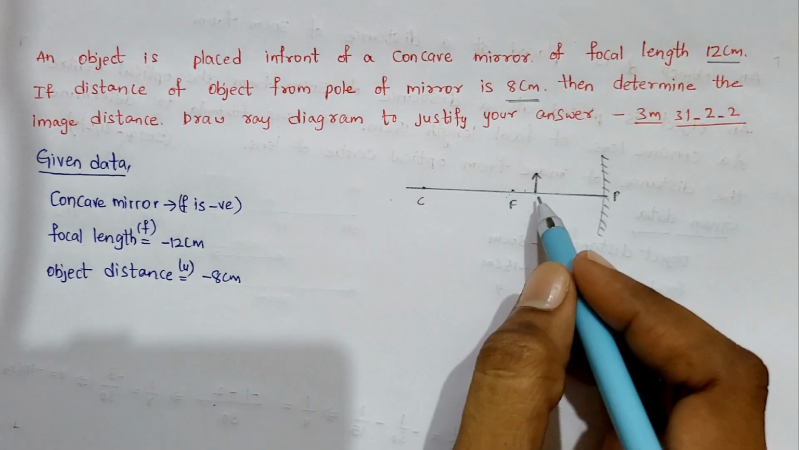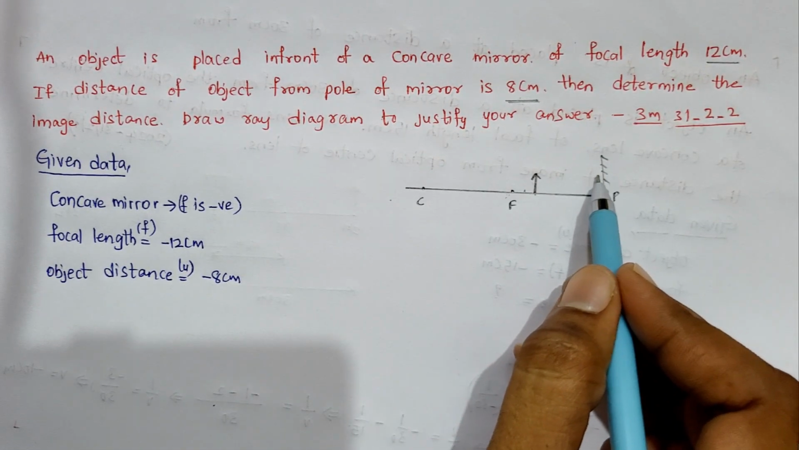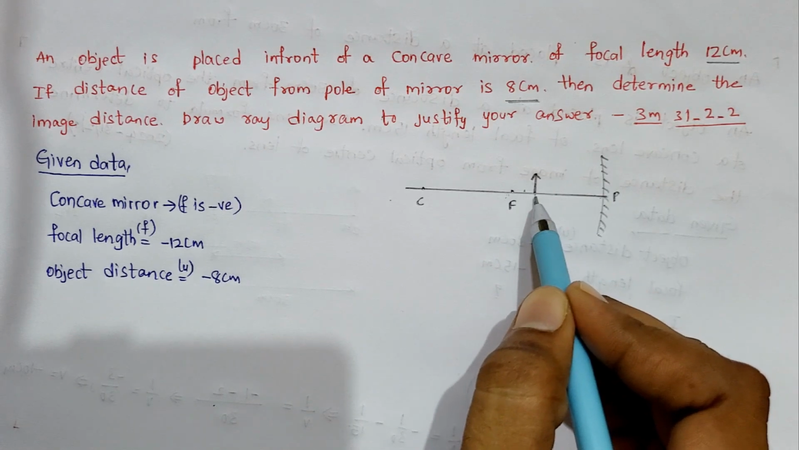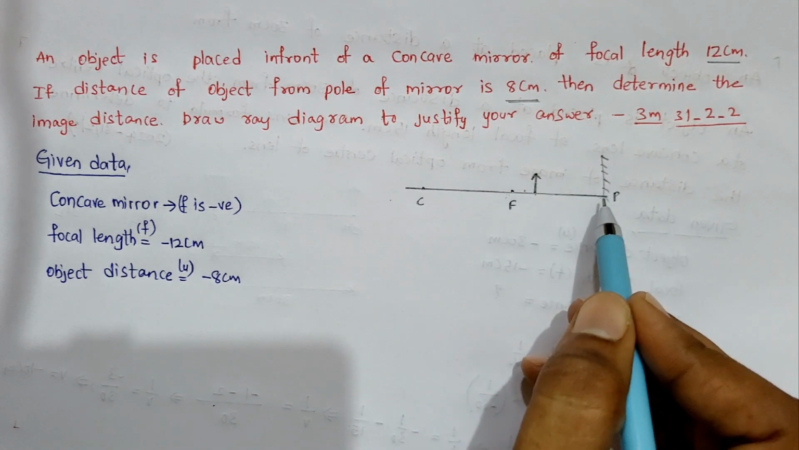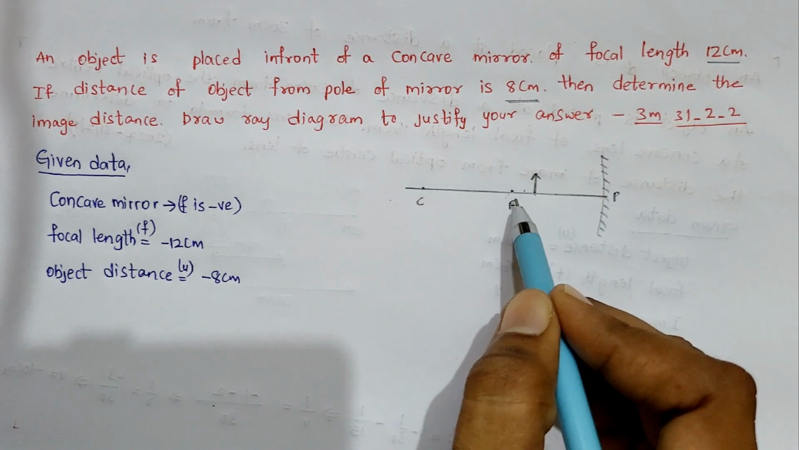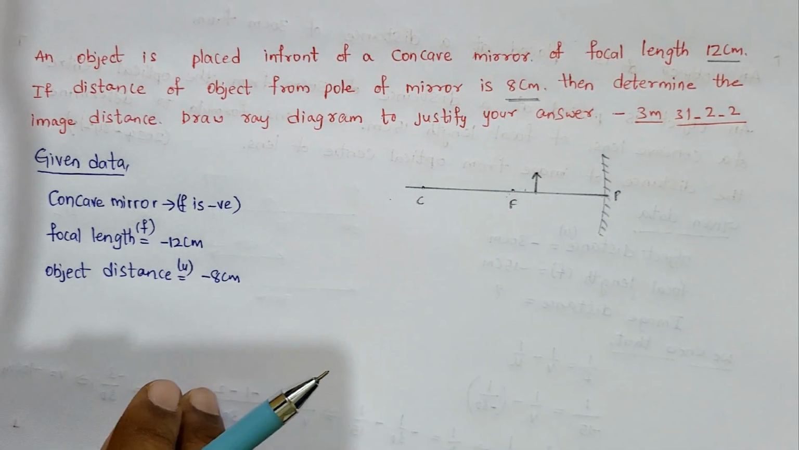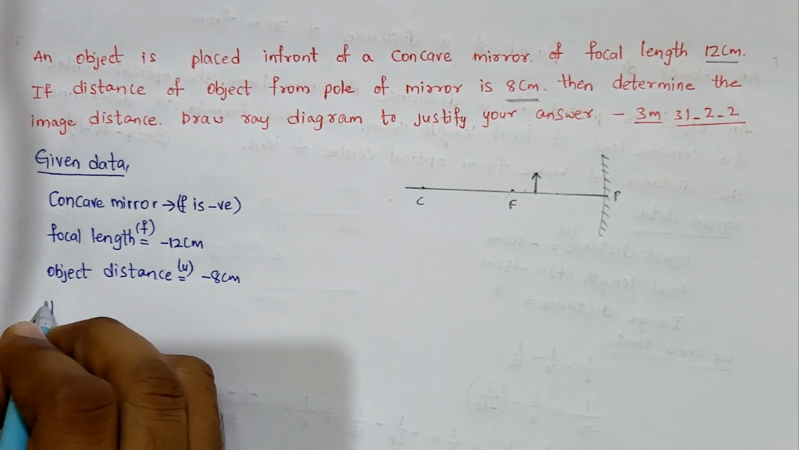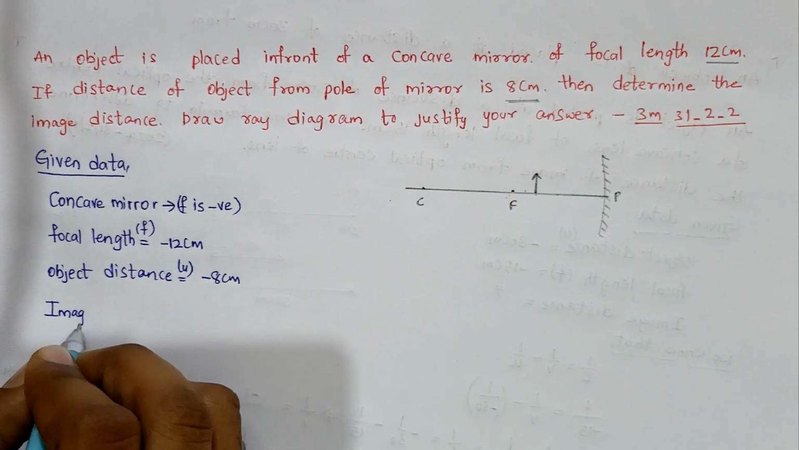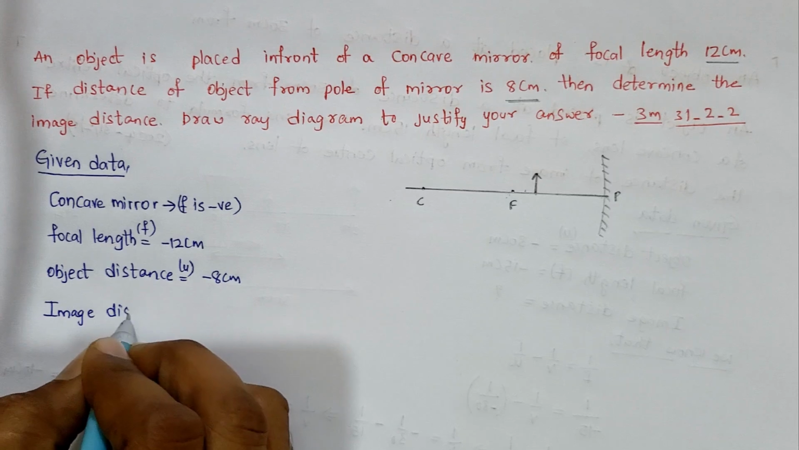See, object distance, the object is placed here. We are moving towards the negative x-axis from the pole. So object distance is also negative. Focus is here. To measure focal length, we will move from the pole towards the negative x-axis. So focal length is also negative. So now what we have to find? We have to find out the image distance. Image distance v is equal to question mark.